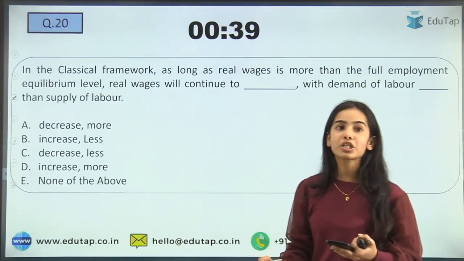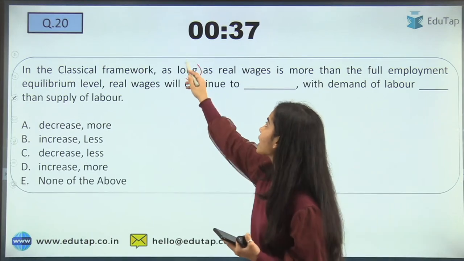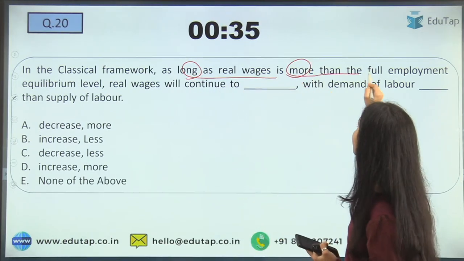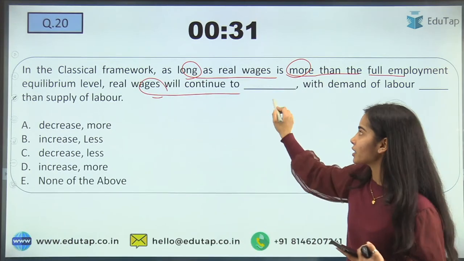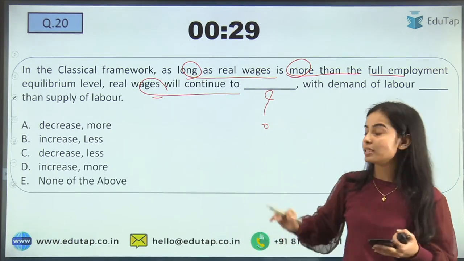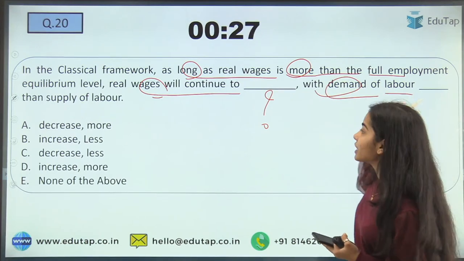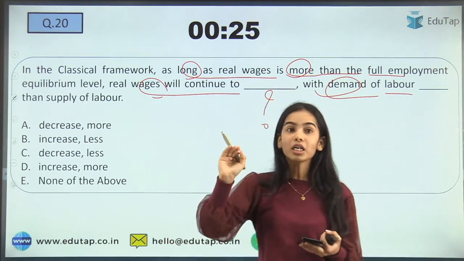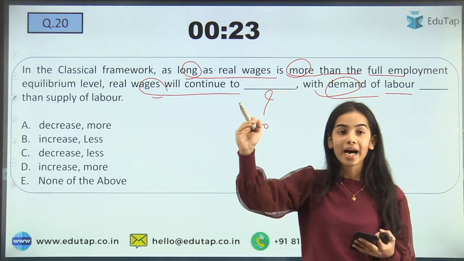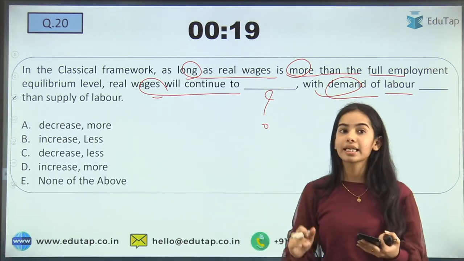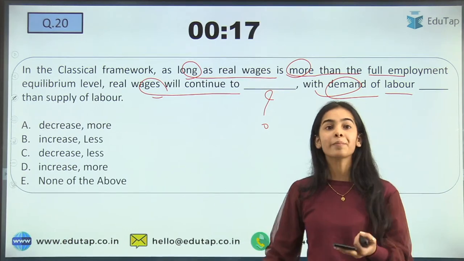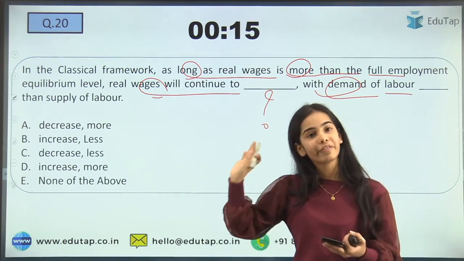Okay. Next question is, in the classical framework, as long as real wages are more than the full employment equilibrium level, real wages will continue to what? Will they increase or decrease? With the demand for labor dash the supply of labor. If the wages are higher than full employment, will the demand be higher or lower than the supply of labor? That you have to answer. If you think logically, it is very easy to answer.